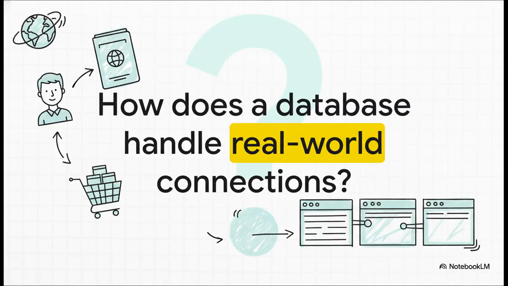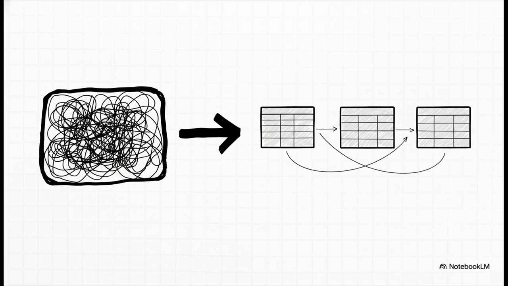Okay, so just think about your everyday life for a second, right? Everything's connected. A person has a passport. A customer has a whole history of orders. So how in the world does a database, just a big collection of spreadsheets basically, how does it keep track of all these connections without just turning into a total chaotic mess? Well, the answer is actually super simple and kind of elegant.